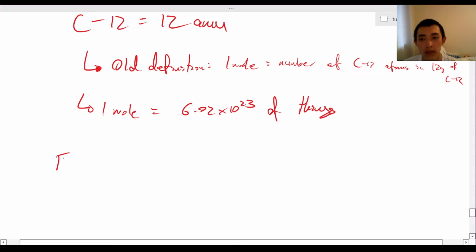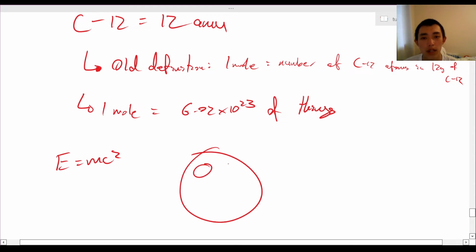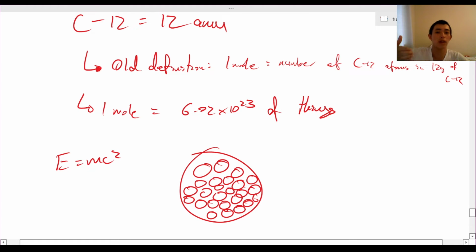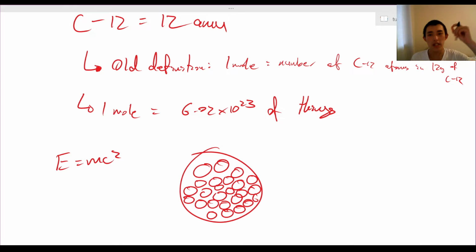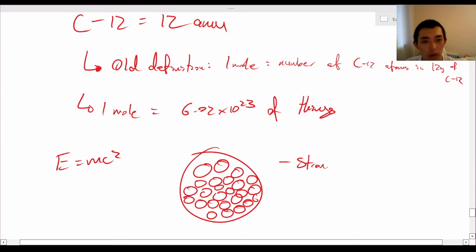Because of E equals mc squared, inside the nucleus you have all these protons and neutrons huddled together. Because they are pushed together, they actually have a lower energy state because of the strong nuclear force.